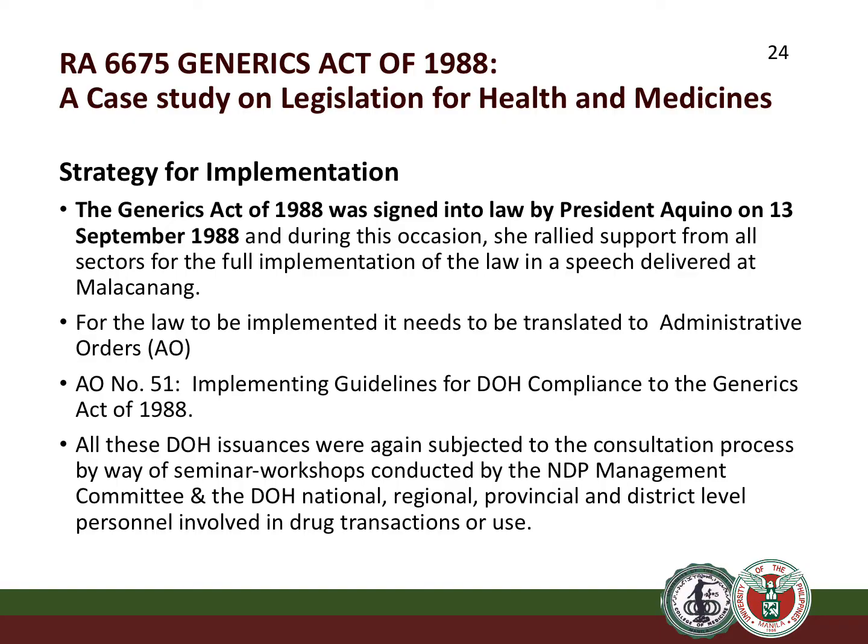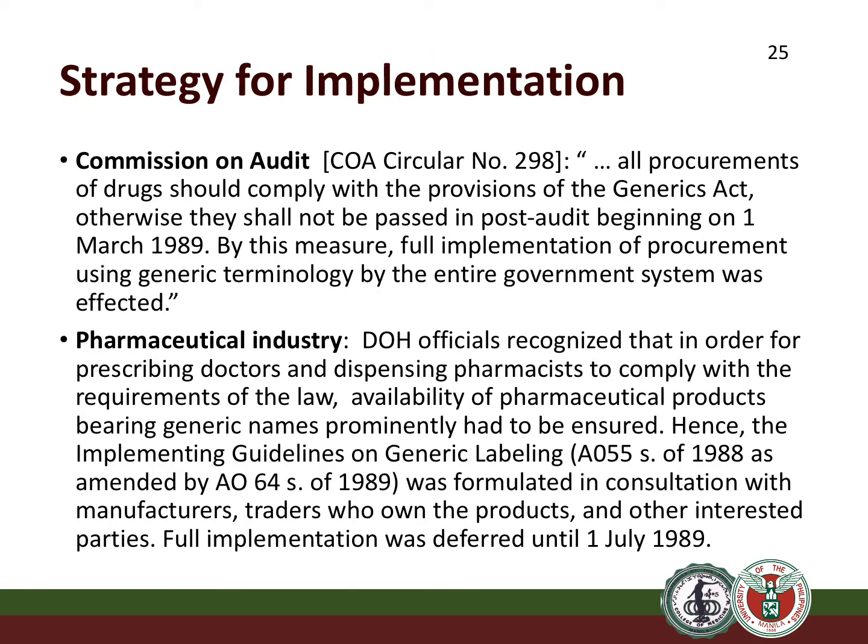People needed to be educated. There were several seminar workshops that were conducted by the National Drug Policy Management Committee and the Department of Health at all of its different levels. The Commission on Audit had a circular that says that procurement of drugs should comply with the provisions of the Generics Act. Otherwise, your submission will not be passed. It will not pass post audit if you don't procure according to the Generics Act.